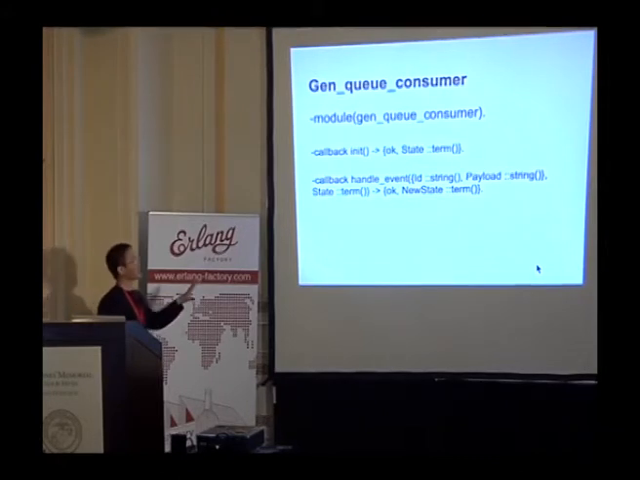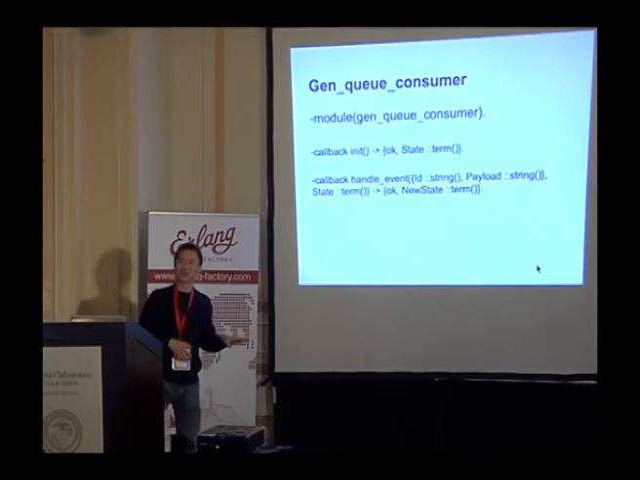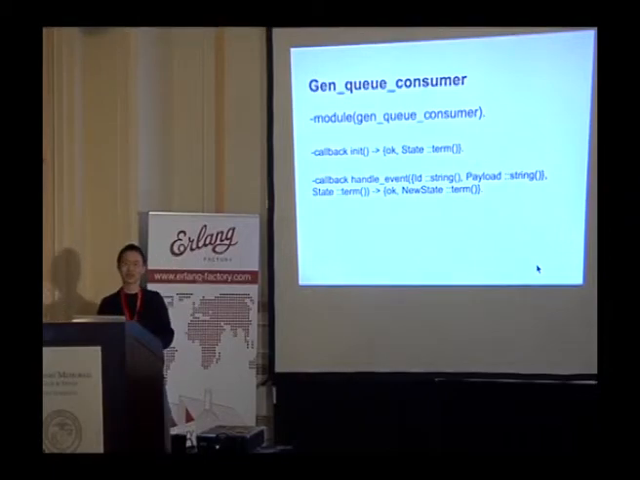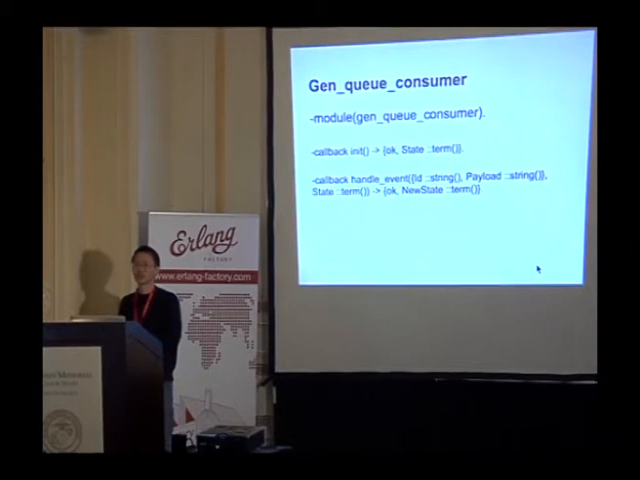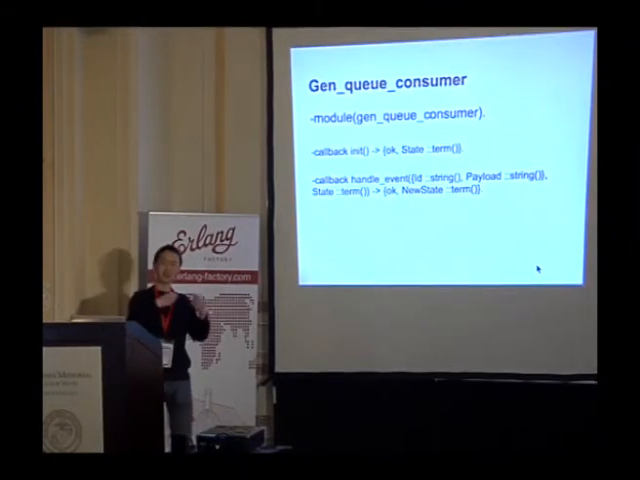So to facilitate the operation of the consumer, we actually define a join queue consumer behavior. It simply gives you two callback functions. You implement an init function, then a handle event function. The init function basically allows you to set up certain state that you might need in your event handling.